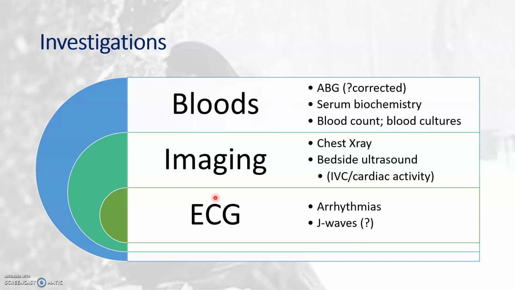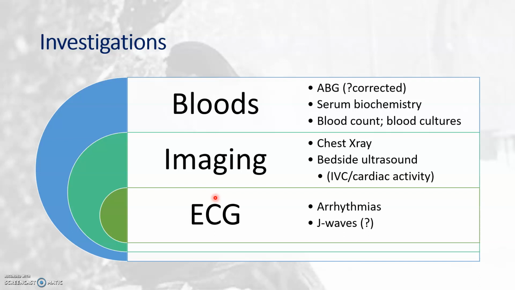Bloods would include a blood gas. The classic ideas about correction of the blood gas for the blood temperature are no longer thought to be necessary. Serum biochemistry, including renal and liver function tests, blood count, and blood cultures.